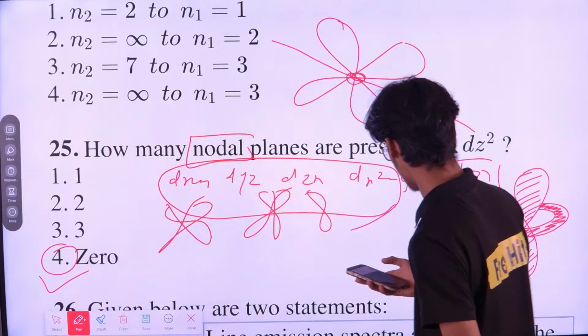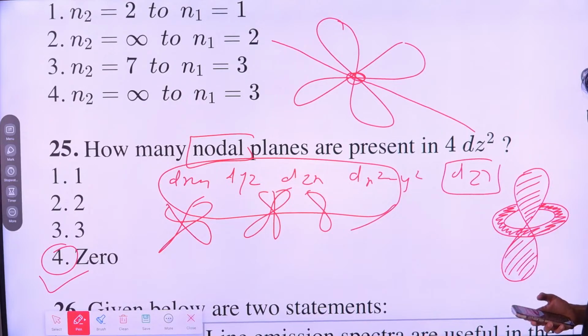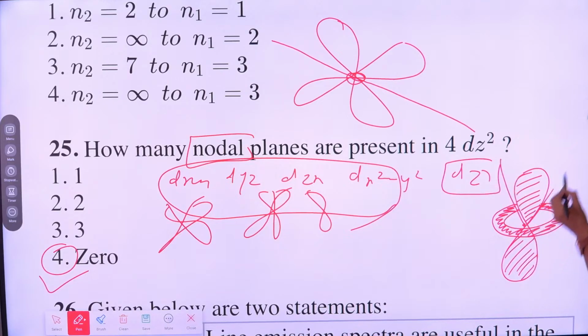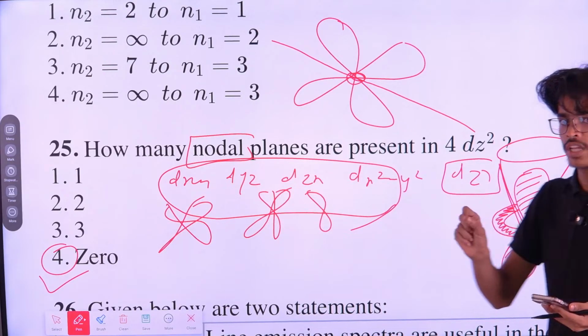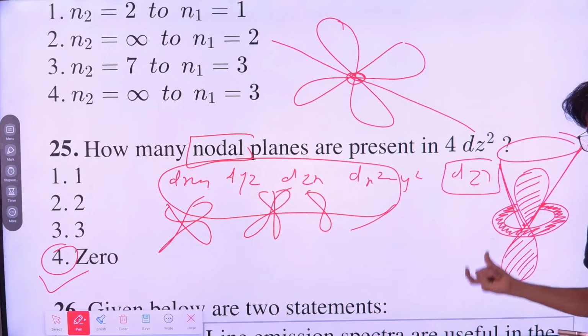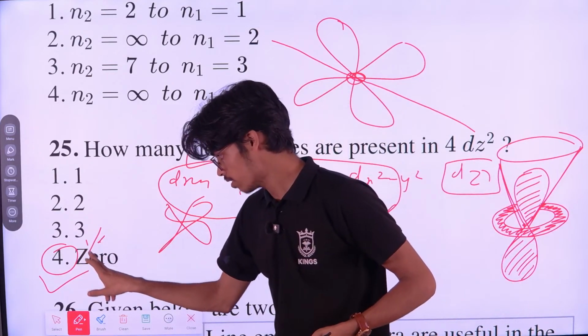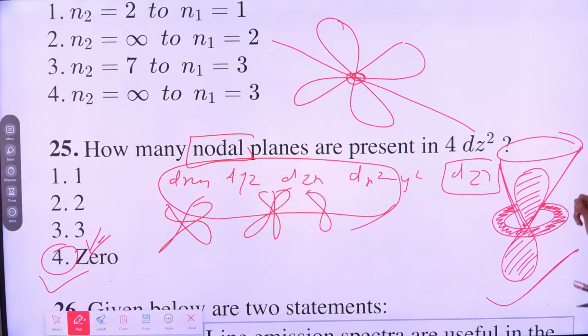I hope you guys have got the answer. In case of dz square, nodal planes do not exist. The planes which exist are the conical planes. If you make a cone like this, none of this particular area will be touching this cone. So that's why conical planes exist in dz square. Even though the formula is showing the answer is option number 2, still option number 4 is the right option, because no nodal planes can pass through it. This is the exception, note it down.